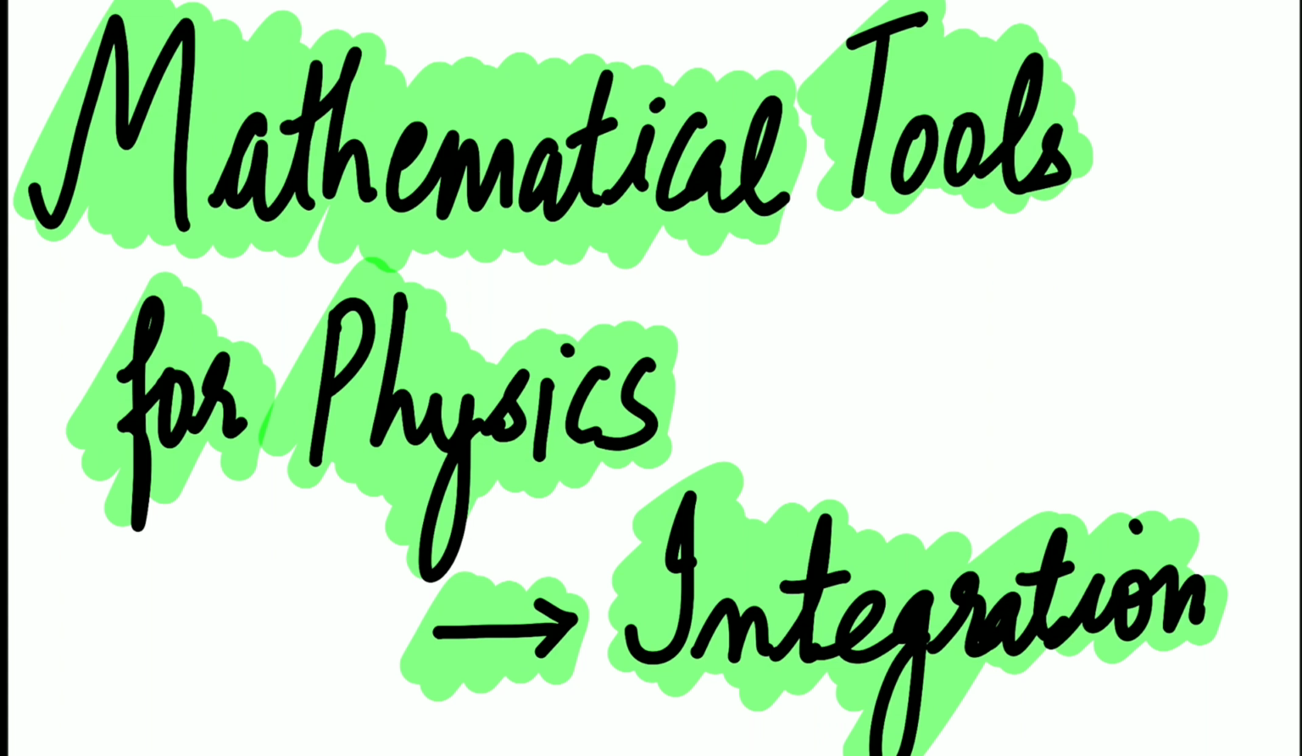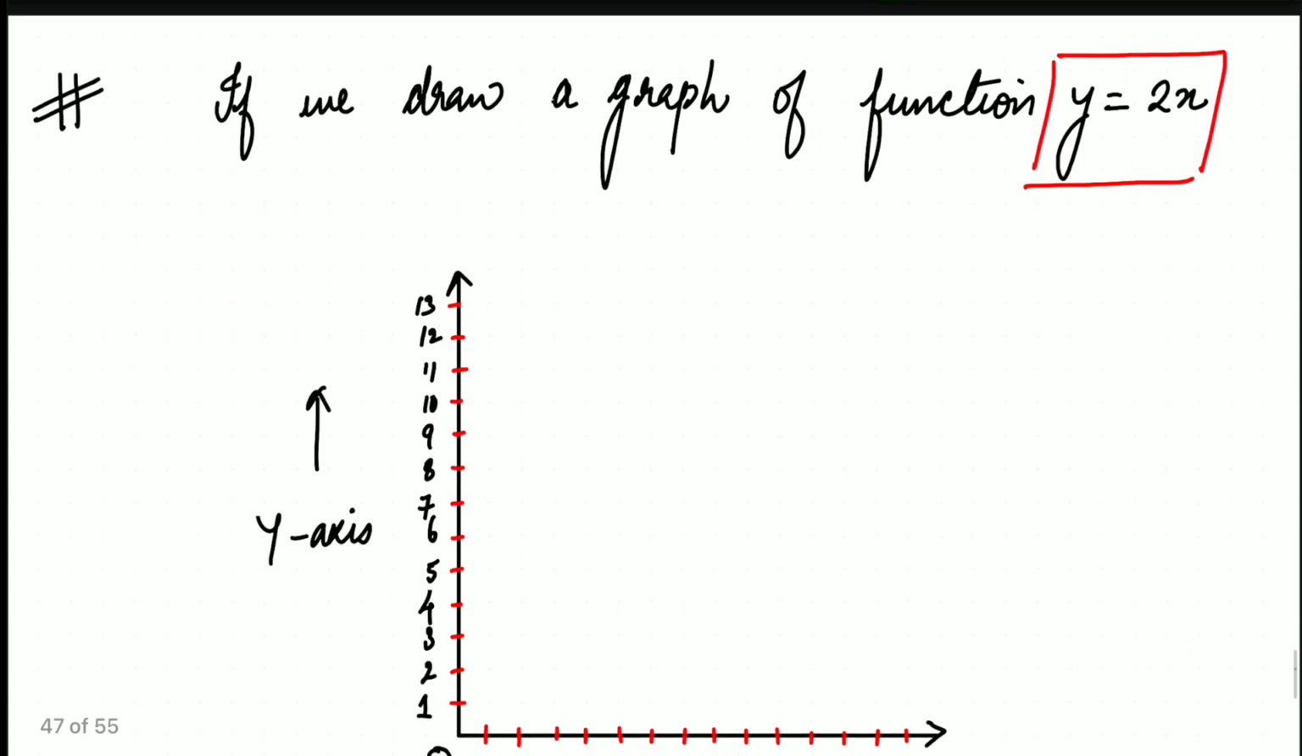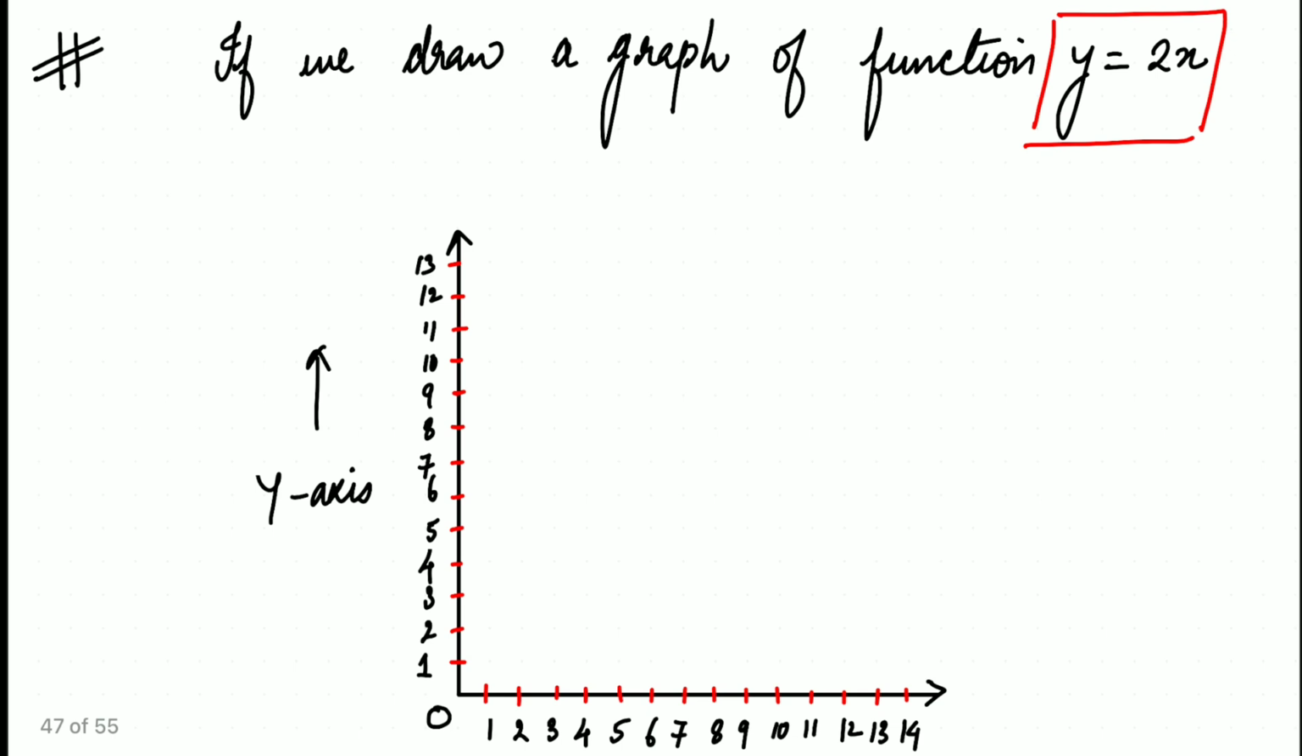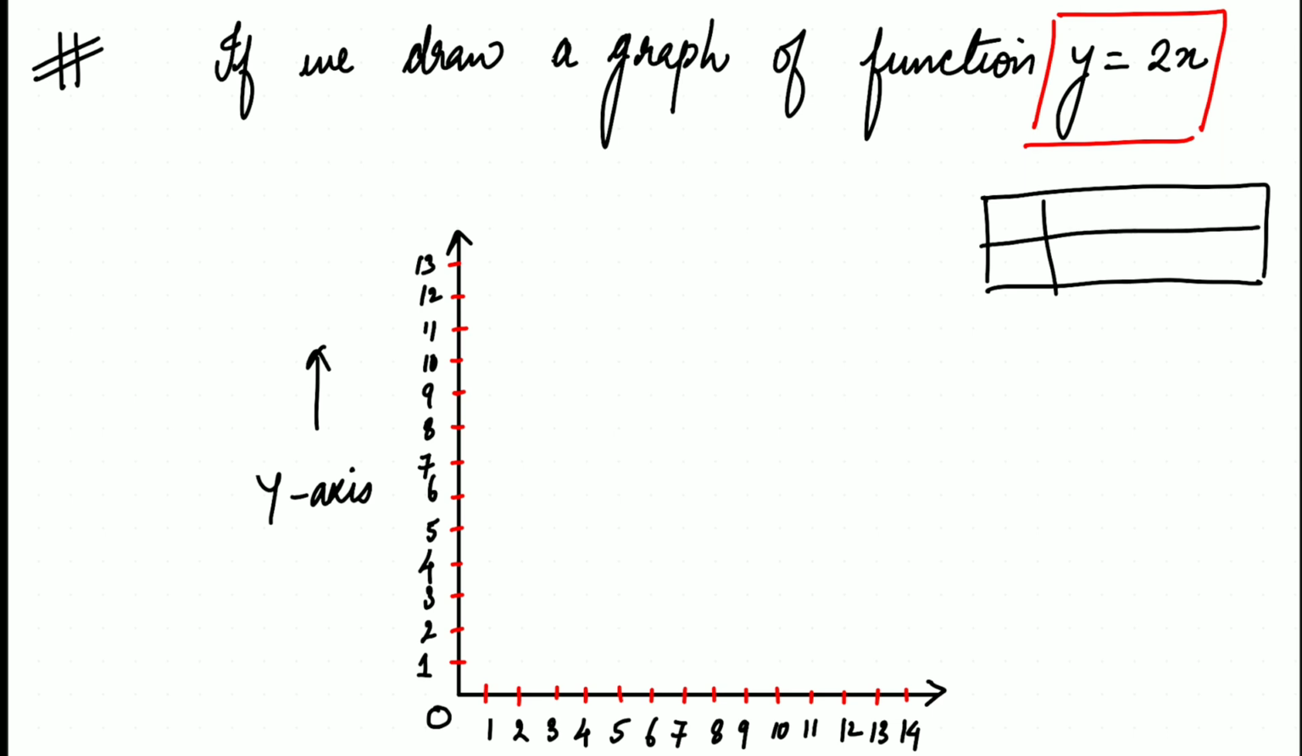So let's get started. Let me start with a simple question: can we draw a graph of the function y equals 2x? Basically a simple graph which we study in our lower classes. The answer is how we can draw the graph. It's pretty simple. We just do the hit and try method. We just put in values so that we can get the x and y coordinates.